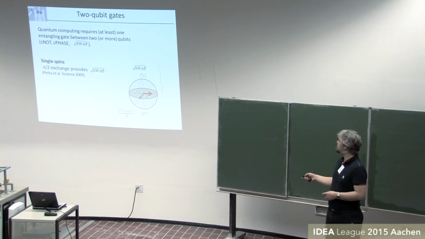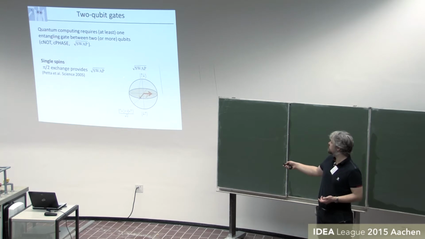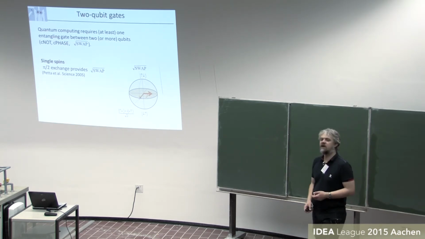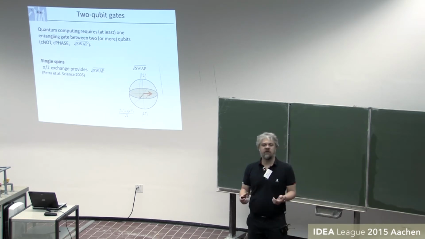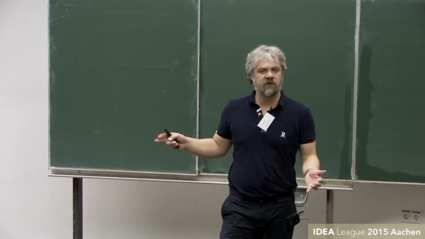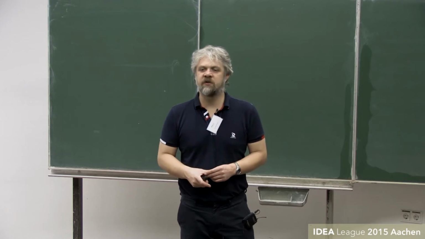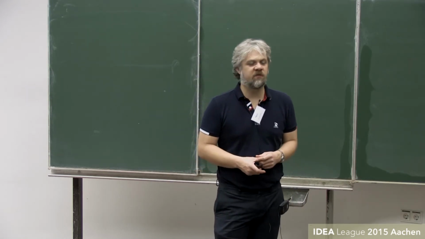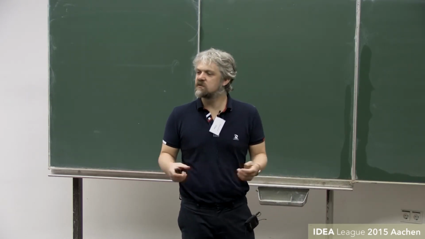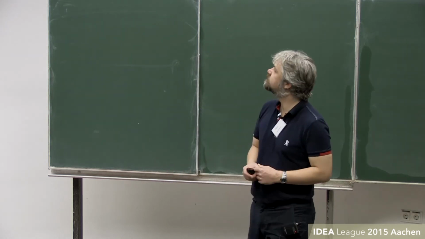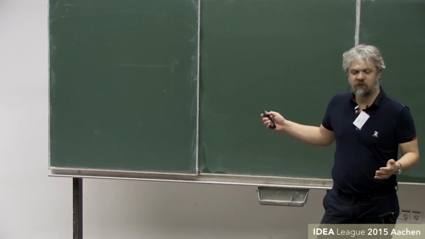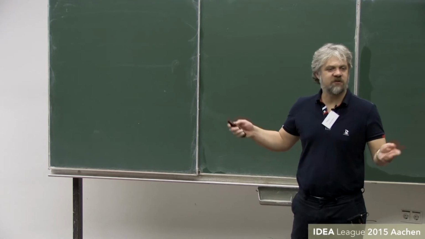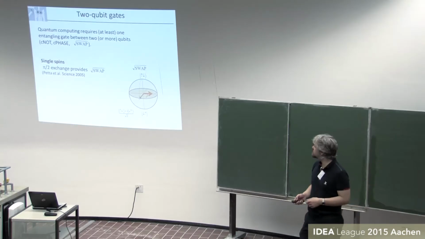And this operation is called the square root of swap because you just go half as much as a complete swap. And this can be shown to be one universal 2-qubit gate. If you combine that with other single qubit gates, it's as good as the more familiar CNOT gate. It's sufficient for universal quantum computing. So in principle, having exchange, we can check off single qubit gates for single spins.